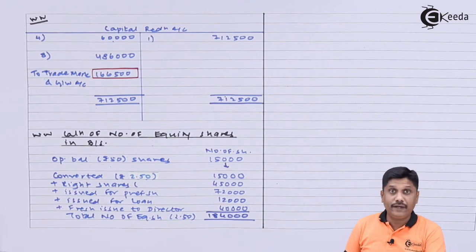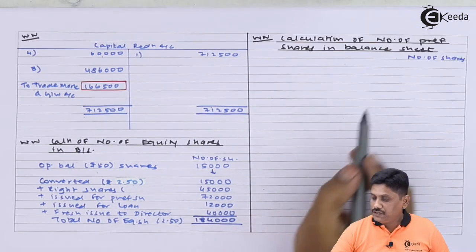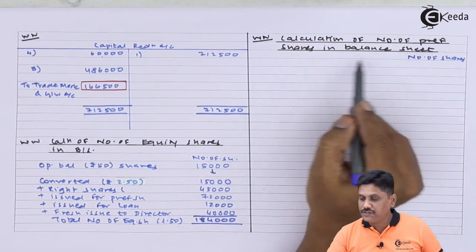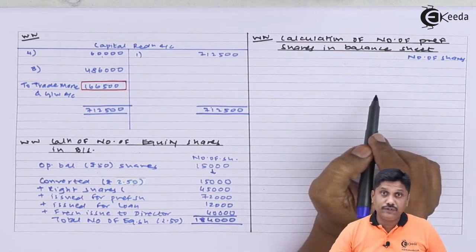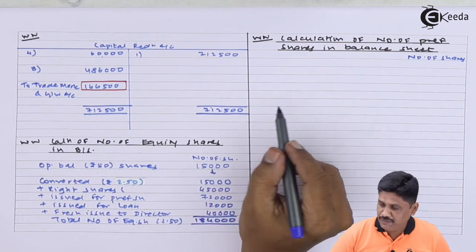In the same manner, I will prepare my preference shares calculation. Friends, here is a working note, calculation of number of preference shares in balance sheet. So I need to write firstly, what are your opening number of preference shares?